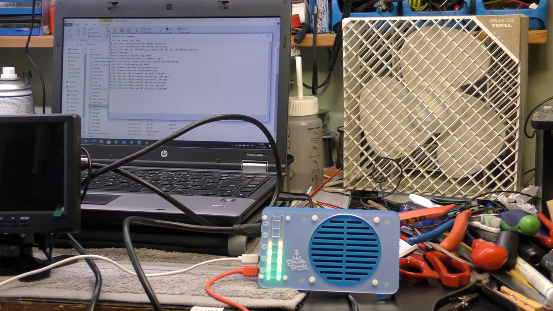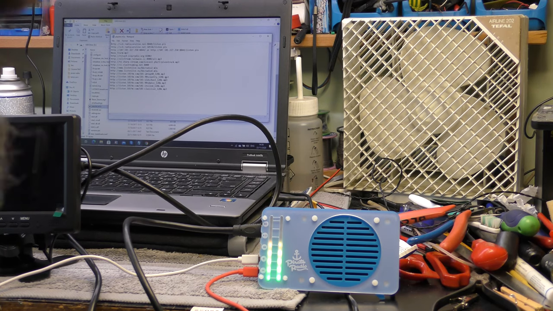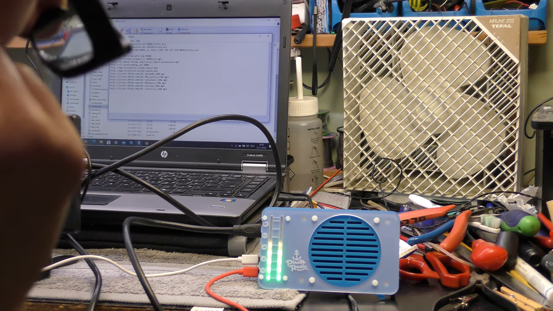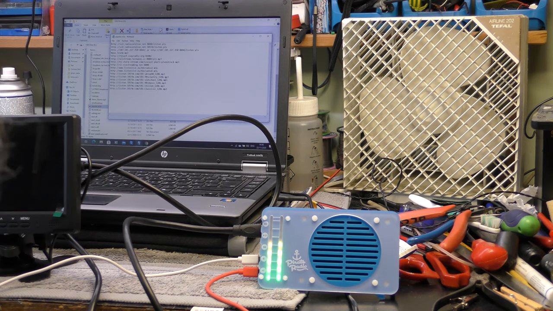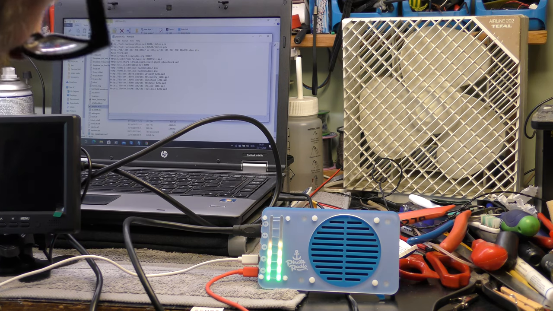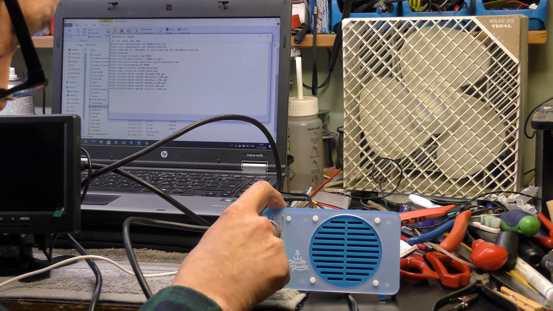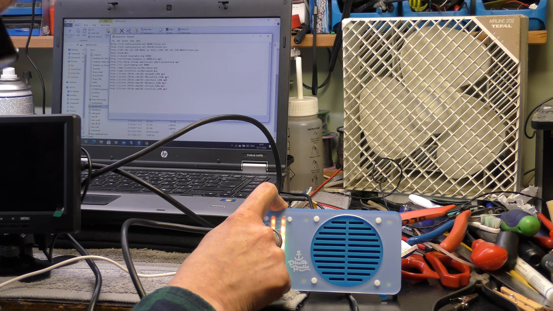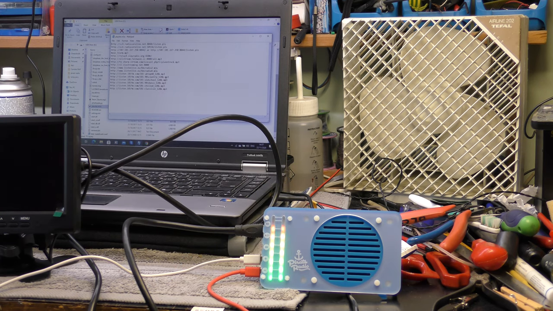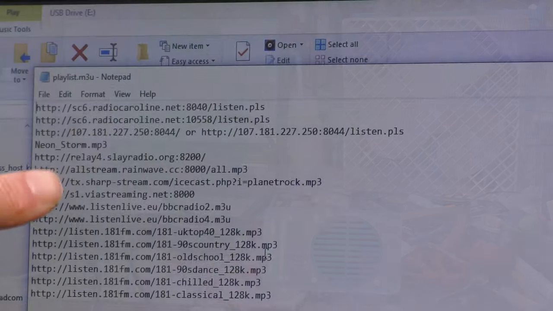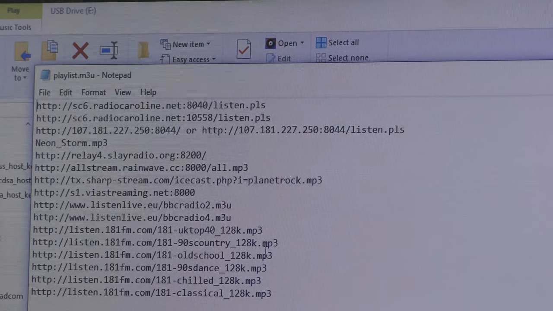I had a little fiddle with the playlist, so now I can play some YouTube music. I've just got to work out the root of the music directory, but anyway, there you are. Play Neon Storm. You can see I've added the file name there.